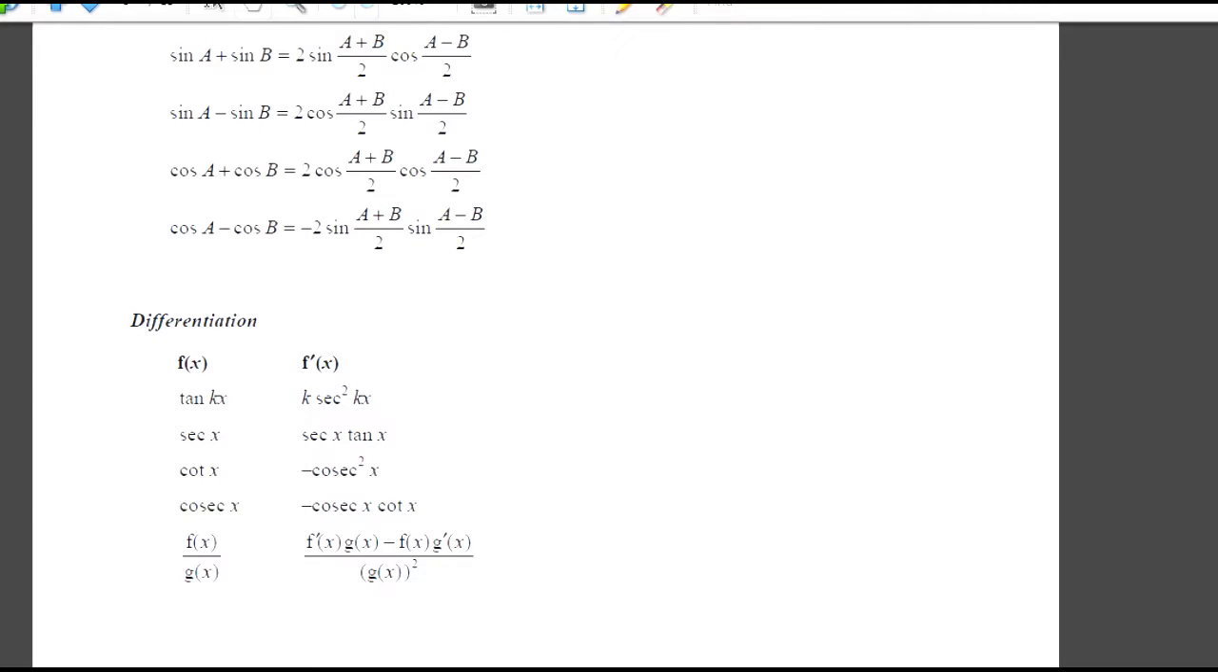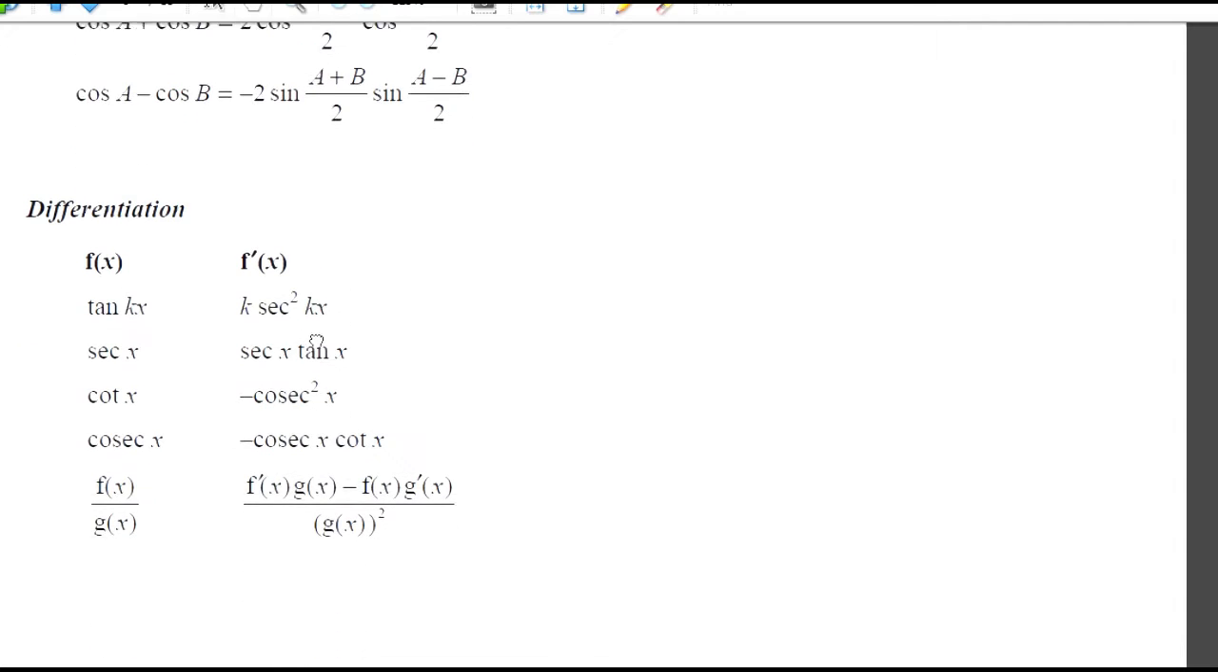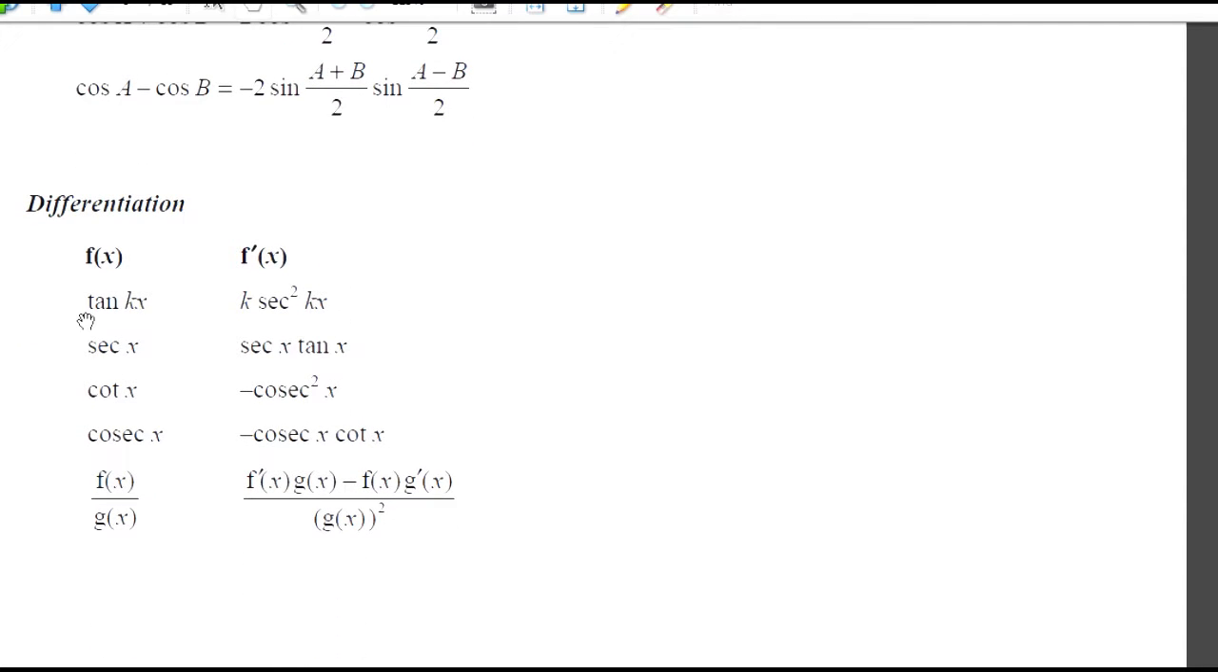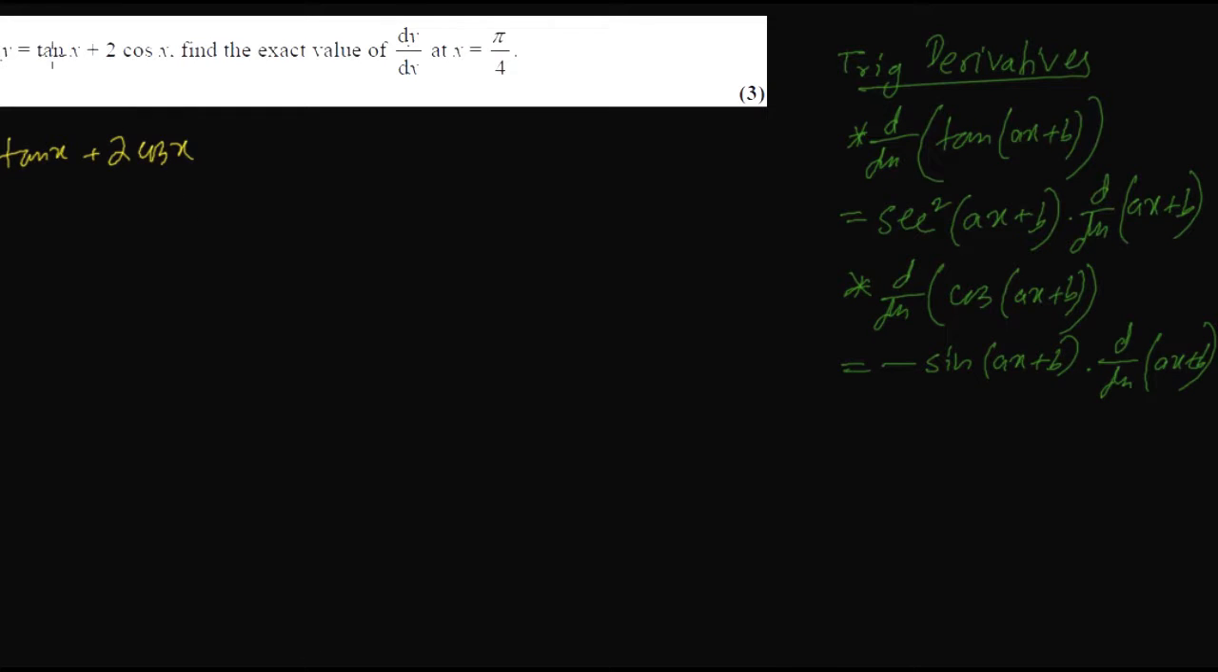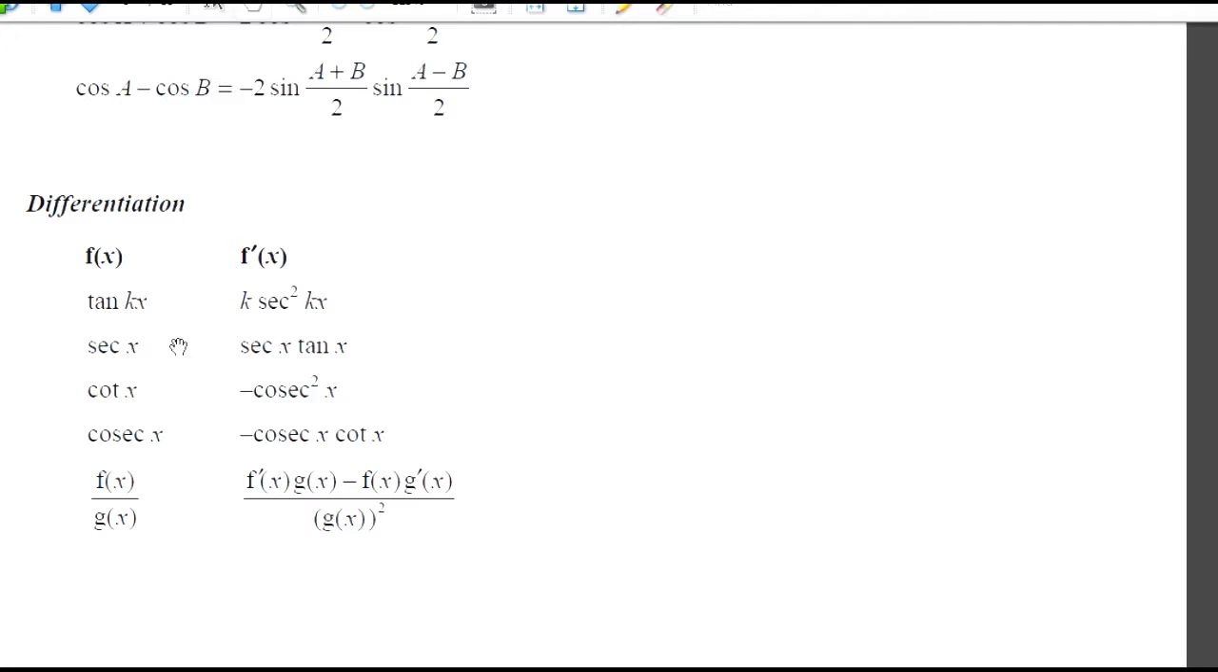For the derivatives, let me expand it a little bit. So we have the derivative of tan theta, which is sec squared theta. So we do have the derivative of tan theta that we need here, but you do not have the derivative of sine or cos. You have the higher ones: sec theta is sec tan, cot theta is minus cosec squared theta, cosec theta is this, and you also have the quotient formula, u by v. So that's what you have in C3.